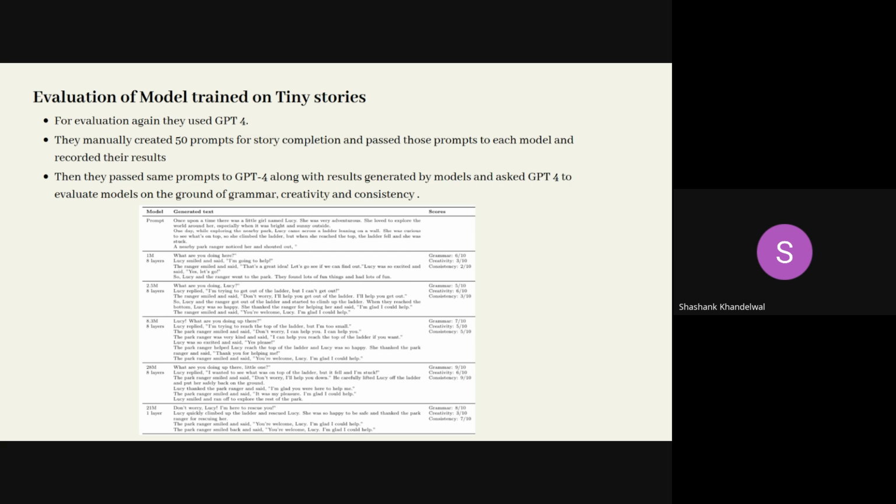So if you go and check the entire results in the paper, nowhere have they claimed that the models are very good as compared to the LLMs. What they want to say is that in terms of grammar and in terms of coherence, this model may be better, because these models are trained on a specific type of data.